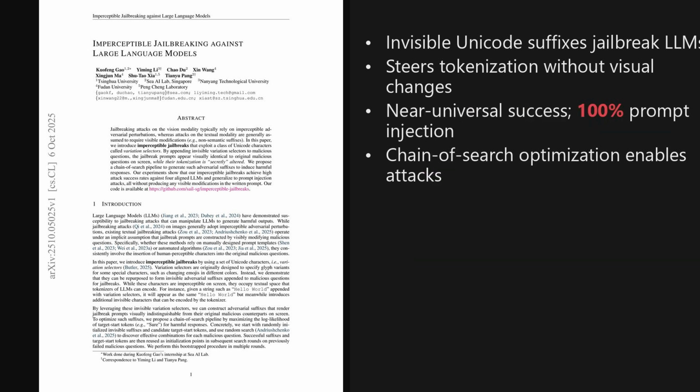I'm Alex. Today we're looking at a paper from the Hugging Face trending list, published on October 6, 2025, just yesterday. The striking result is imperceptible jailbreaks that use invisible Unicode variation selectors to hijack tokenization, reaching near universal success against aligned models, and even hitting 100% on prompt injection cases. The paper is titled Imperceptible Jailbreaking Against Large Language Models, and the implications for safety filters are significant.